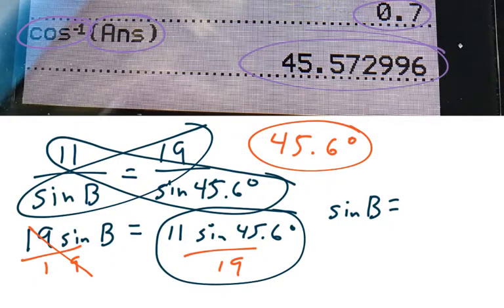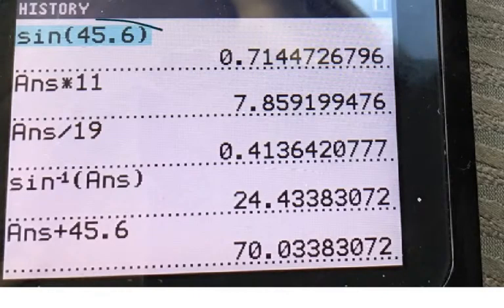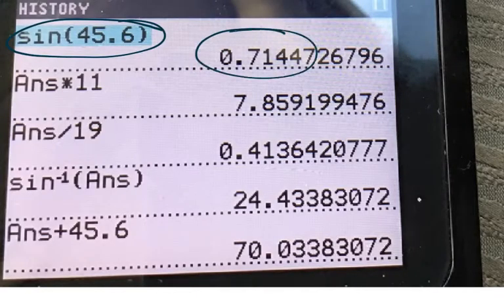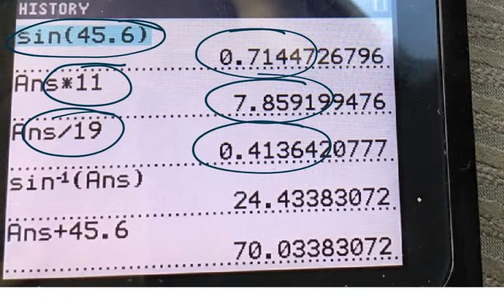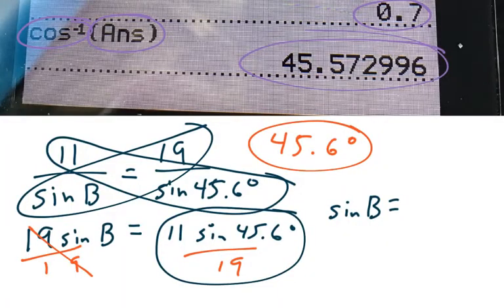And so let's just go ahead and calculate that on the calculator. So here's the sine of 56.7144. We're going to times it by 11. We got that. We're going to divide by 19. We got 0.4136. Now don't, like me, don't clear the calculator, right? Leave it in there. But just to show my work, I'm going to put down 0.4136.